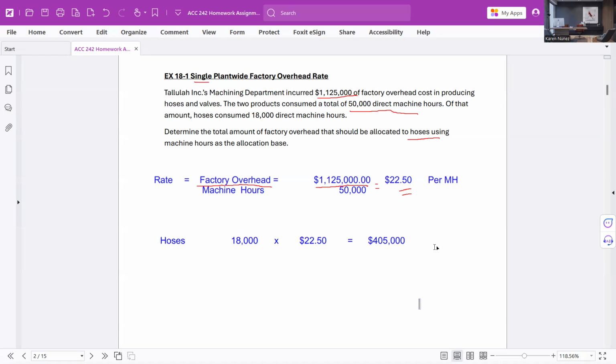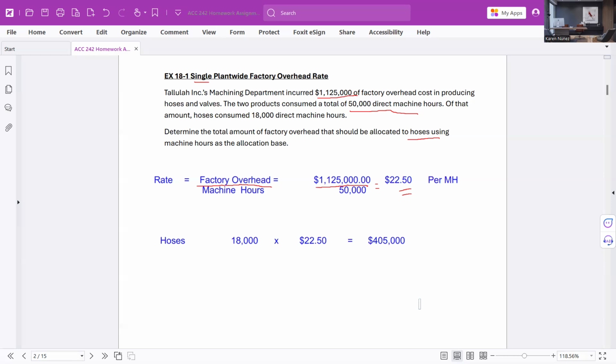And that's it, right? One rate, assign the overhead, and just determine the total amount of overhead. So we don't need overhead per unit. We're not asked for that here. We'll just ask for total overhead, which is the rate times the actual activity. Actual 18,000 hours, rate of 22.50. We've got the assignment of overhead. That's it, a single rate.